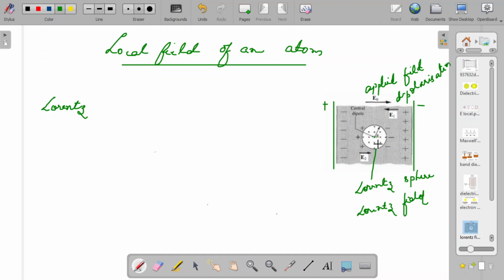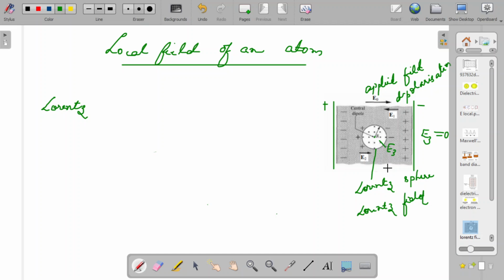So if it is a cubic structure material, then the field inside the cavity, not on the surface but inside the cavity, which we represent here as E3, can be considered equal to 0. So if it is a cubic site, this is equal to 0, otherwise not.